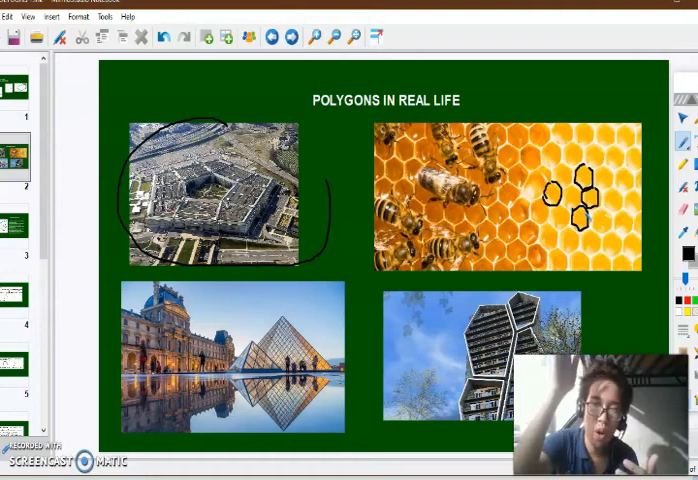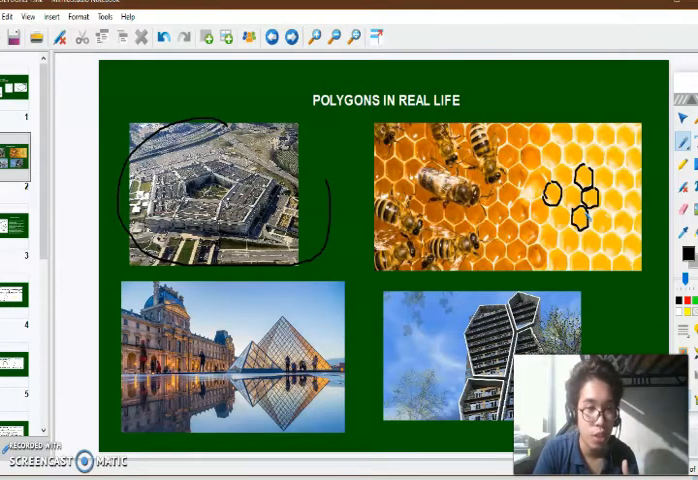The Louvre is shaped like a tetrahedron, and it's an art museum found in France. It's a very renowned place, and it's shaped like a polygon. The polygon there is a triangle. Triangles are also considered polygons.